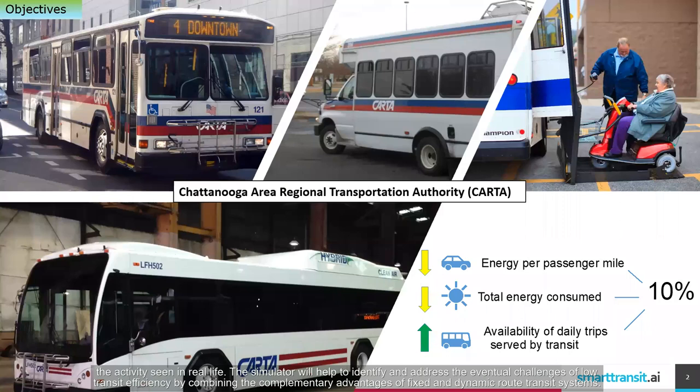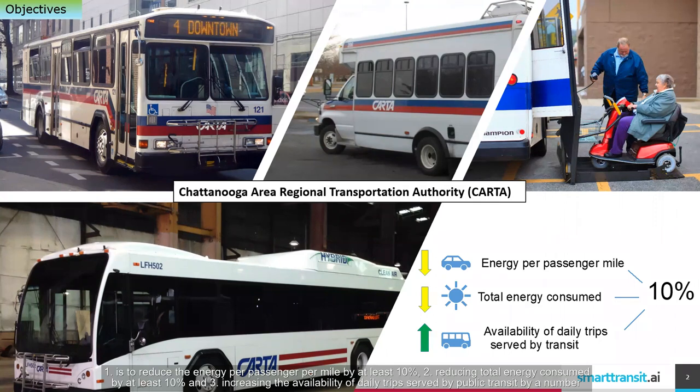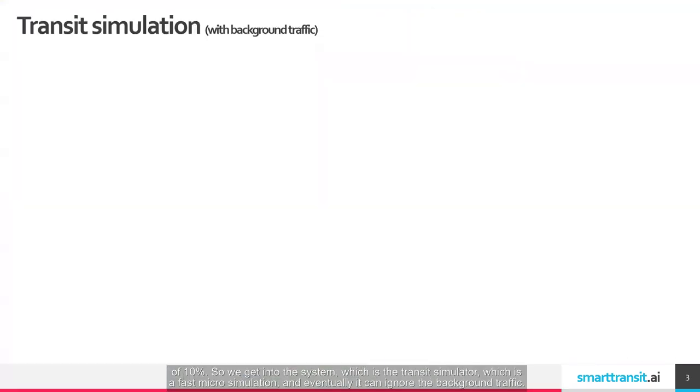The simulator will help to identify and address the eventual challenges of low transit efficiency by combining the complementary advantages of fixed and dynamic route transit systems. It will do this seamlessly by integrating them and focusing on three primary objectives. One is to reduce the energy per passenger per mile by at least 10%. Two, reducing total energy consumed by at least 10%. And three, increasing the availability of daily trips served by public transit by 10%.